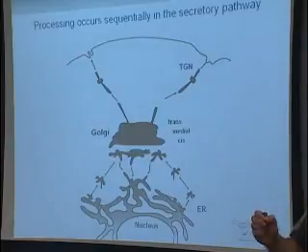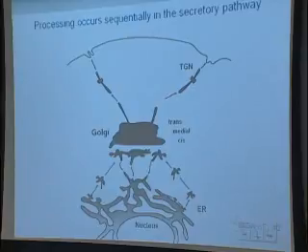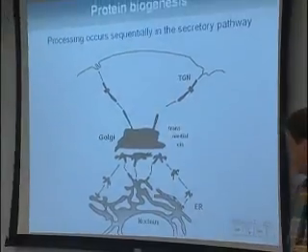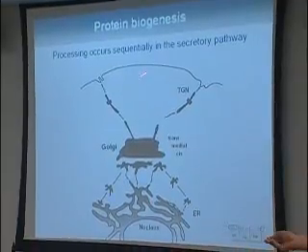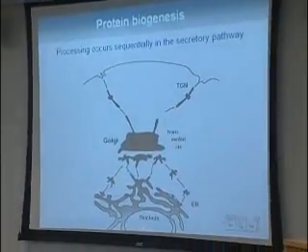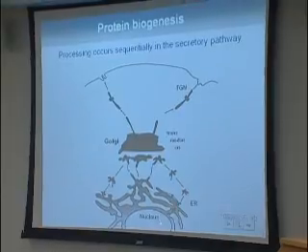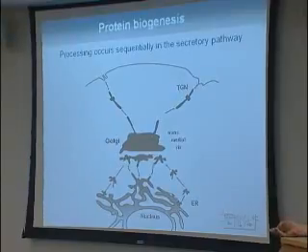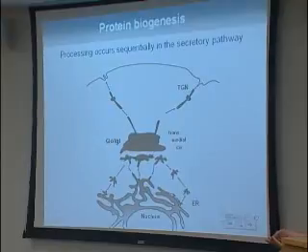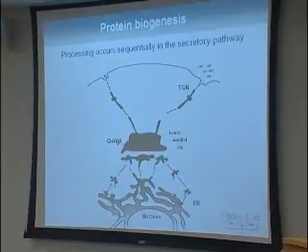Now, to do that, you need to understand a little bit about how proteins are made and how proteins move through the secretory pathway. So what we've got here is sort of a cartoon of the secretory pathway. Protein production starts in the nucleus. The protein gets translated, moves out into the ER. From the ER, it moves into the Golgi, into a cis, a medial, a trans-Golgi, then goes to a trans-Golgi network and makes its way outside of the cell.